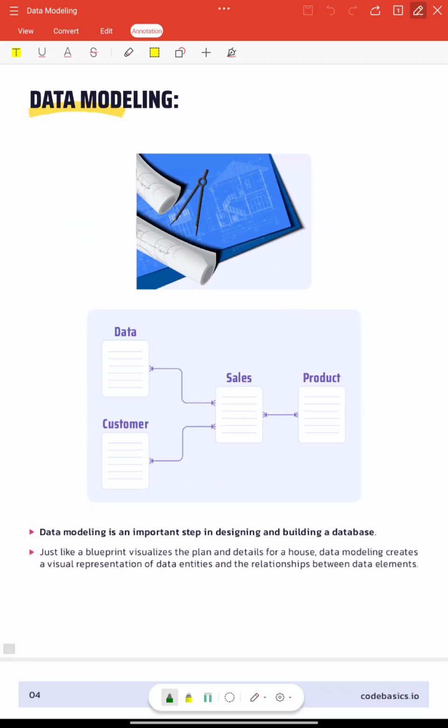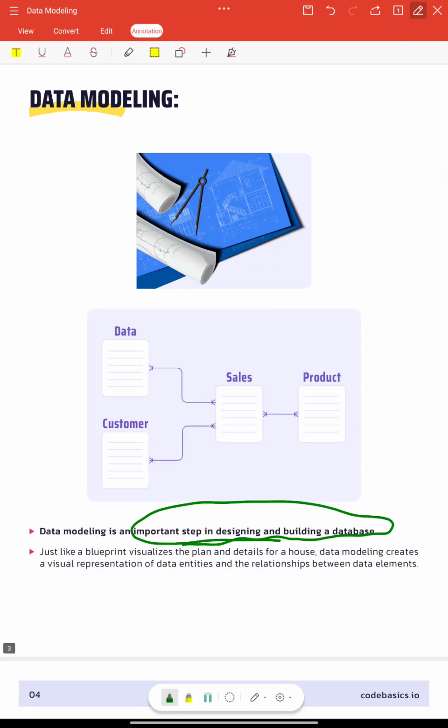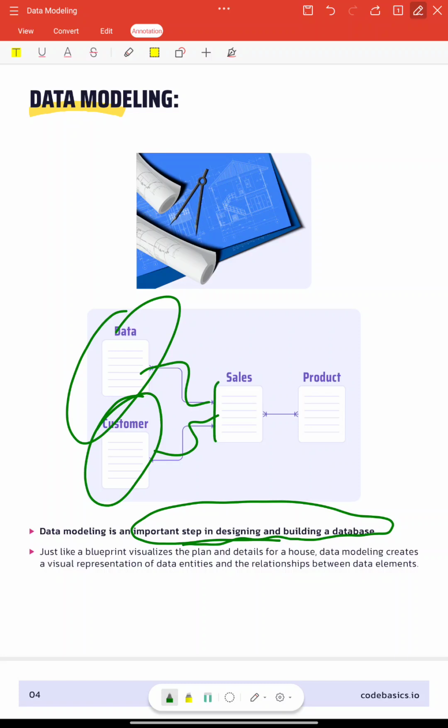What is meant by data modeling? Data modeling is an important step in designing and building a database. So here, if you see the diagram, customer and product are linked to sales.